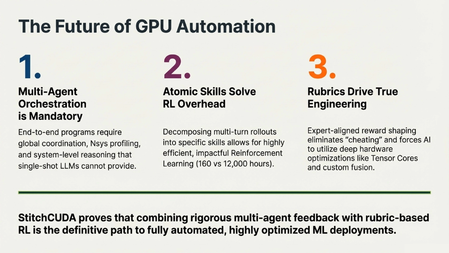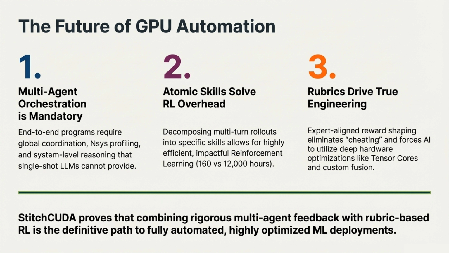To summarize, StitchCUDA points us toward the future of GPU automation. First, we've learned that multi-agent orchestration is mandatory. End-to-end programs require global coordination that single-shot LLMs simply cannot provide. Second, atomic skills solve RL overhead, making reinforcement learning highly efficient. Finally, rubrics drive true engineering, eliminating cheating and forcing the AI to utilize deep hardware optimizations.